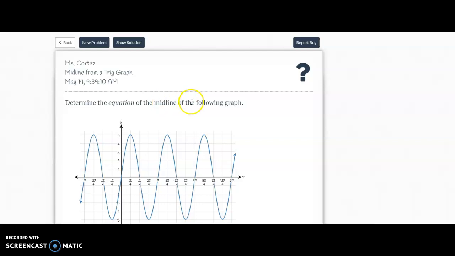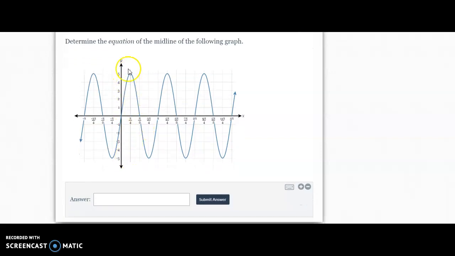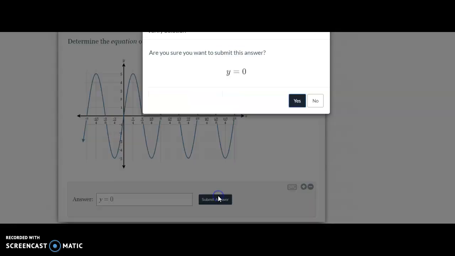It says determine the equation of the midline for the following graph. The midline is literally what it sounds like, the middle line. So here we have to find the amplitude, and then we have to find the middle. And the line is going to be horizontal. So we got from 5 to -5. That's our maximum and our minimum on the y-axis. And the middle from 5 to -5, well, the whole thing is 10 units, so half of that is 5, which puts us right at the x-axis. The equation of the x-axis is y equals 0. So our midline is y equals 0 because it wanted an equation.